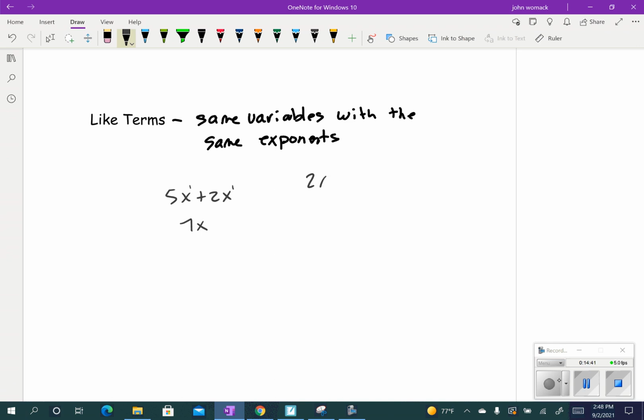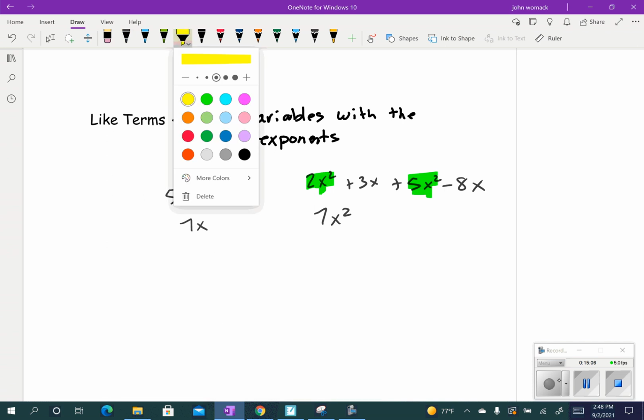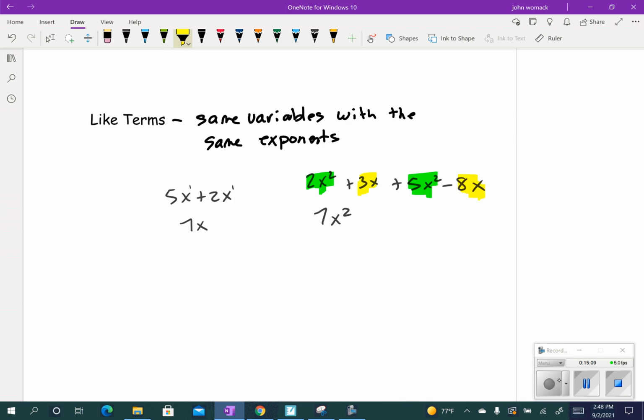Or say I have 2x squared plus 3x plus 5x squared minus 8x. Okay, the like terms would be the 2x squared and the 5x squared. They're both x squareds, and I can combine those. I just go 2 plus 5 is 7, so 7x squared. I also have the 3x and the 8x. They're both x to the first power, so I can combine those. So I'm going to go 3 minus 8. 3 minus 8 is a negative 5, so minus 5x. Okay, so there, I combined my like terms. That's simplified as far as I can go.